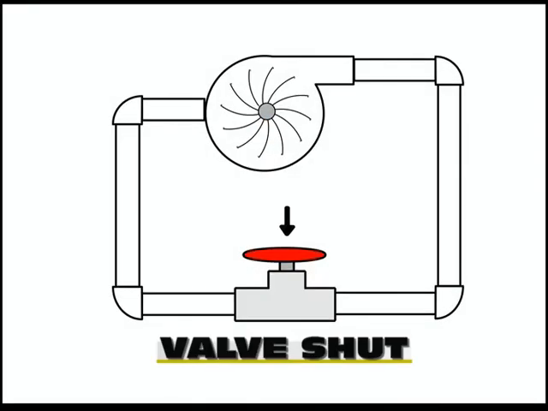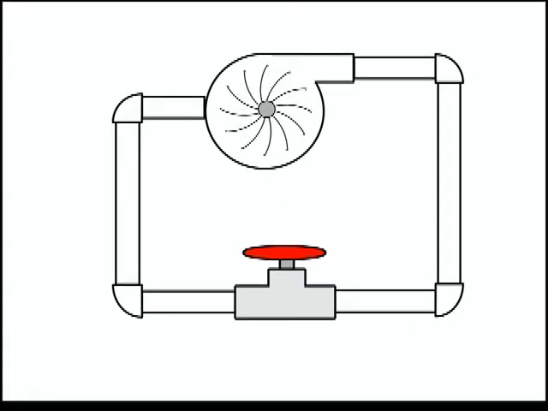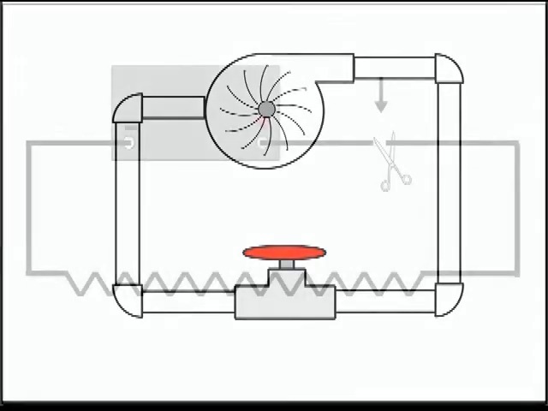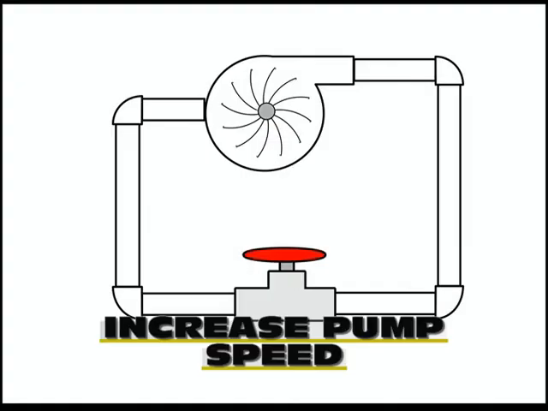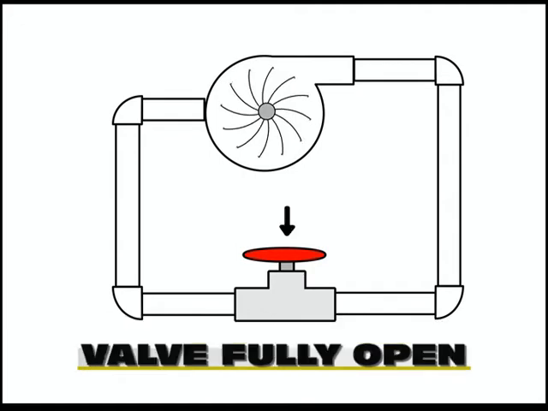Now we shut the valve completely. We run the pump and we will know that no water flows through the pipe. This is similar to having an electric circuit in which the cable has been cut and the electrical current cannot flow. Now let's suppose we increase the pump speed.